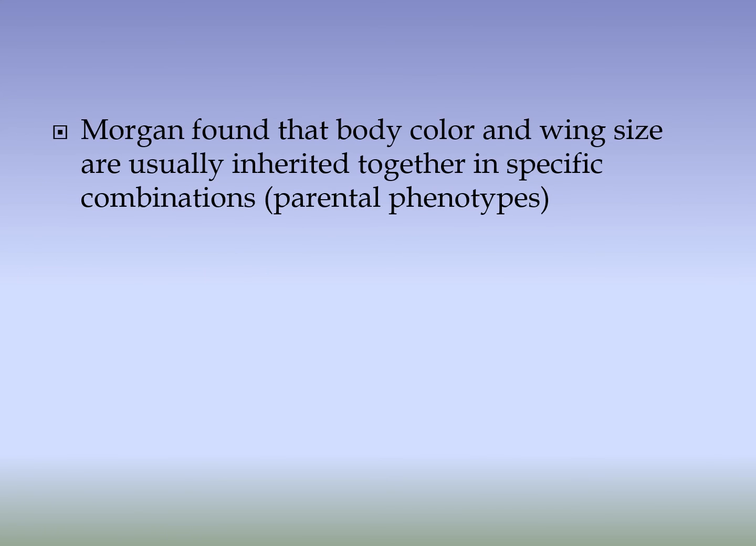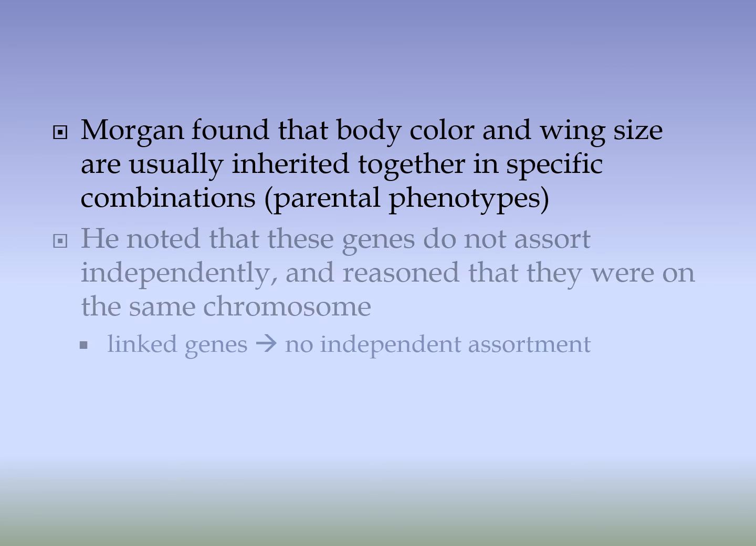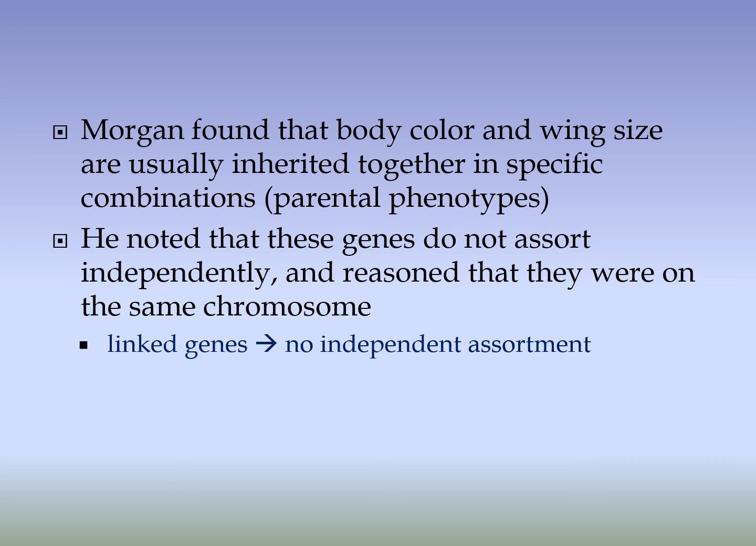Based on these experiments, he found that the body color and the wing size are typically inherited together in specific combinations, and these would be the parental phenotypes. He noted that these genes do not sort independently, so they don't follow the law of independent assortment, and reasoned that they were probably on the same chromosome.